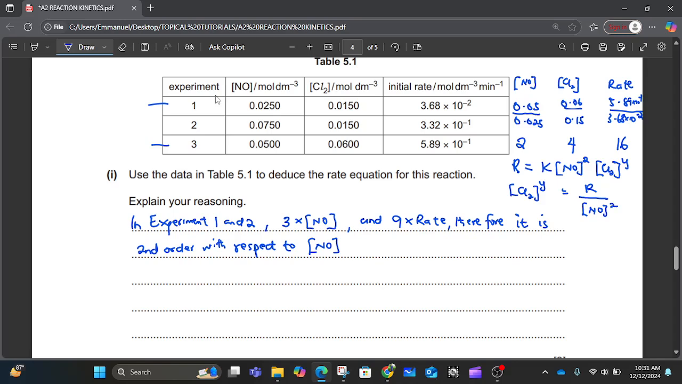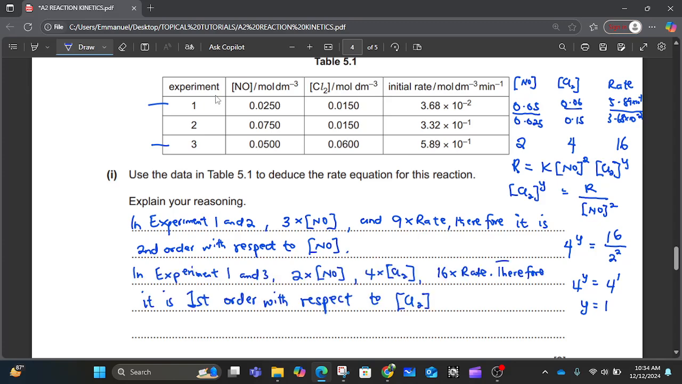So at this point, the change in concentration of Cl2 is 4, and that will be 4 exponent Y, which is equal to the rate was 16 times divided by the change in concentration of NO, which is 2 exponent 2. So which means that 4 exponent Y is equal to 4, and any number raised to the power 1 is itself. So it means that Y is equal to 1. And so therefore the order with respect to Cl2 is 1. So it's first order.